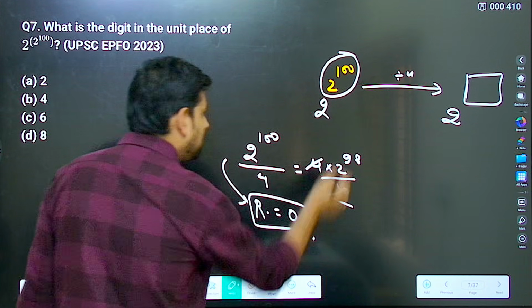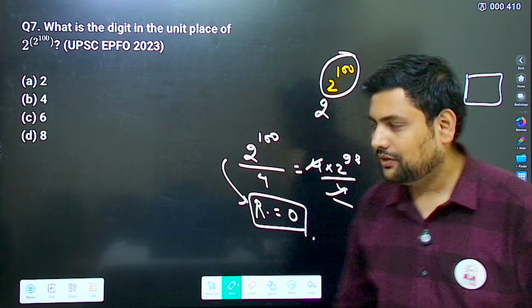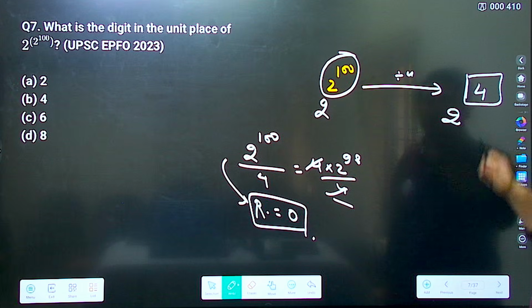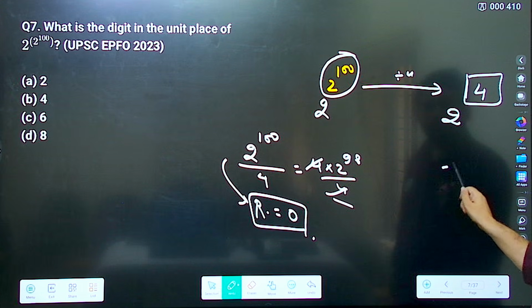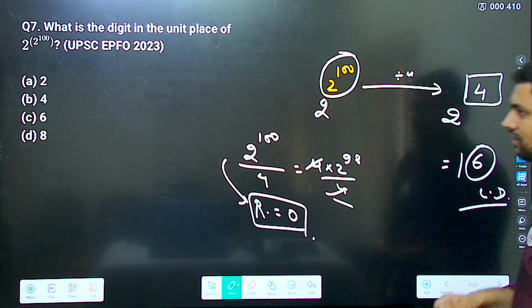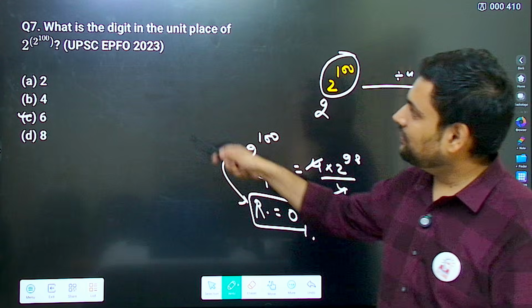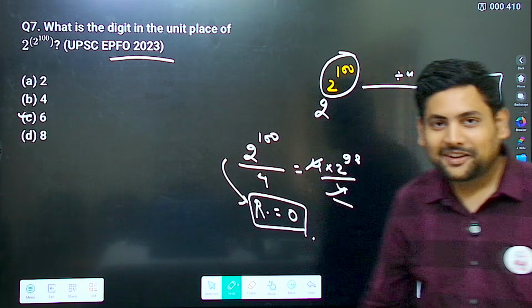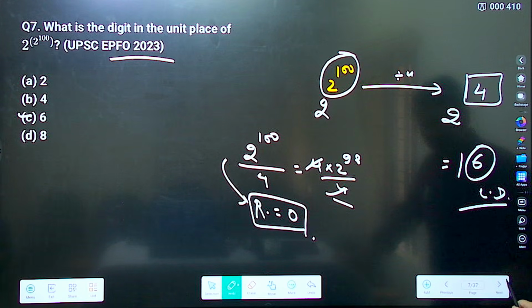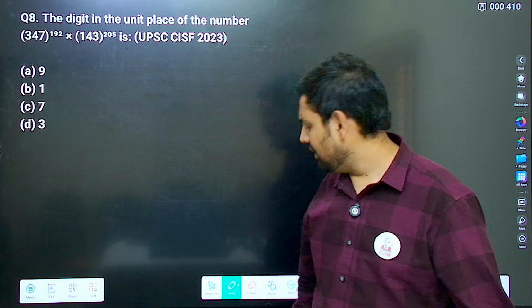Now if the remainder is 0, what do you put there? 0? No. You put 4 there. So 2 power 4 is 16. What is the last digit? 6 is the last digit. C becomes the answer. This is from EPFO 2023. Okay, then let's do more. This unit digit again, fairly simple.